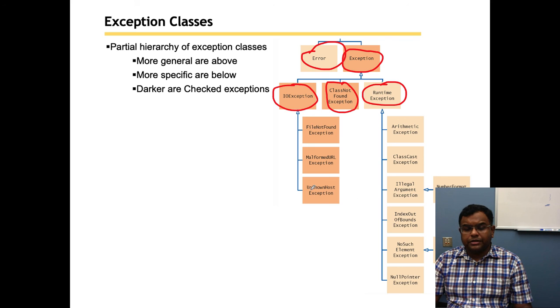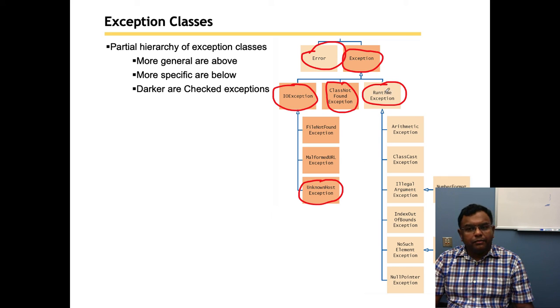Then UnknownHostException. UnknownHostException happens when you are trying to read or write to a remote computer, or you are trying to communicate with a remote computer and there is some problem or it cannot find that remote host. For example, let's say I write code that is trying to fetch some data from myname.org, but myname.org is not a valid domain. What will happen? Then UnknownHostException will happen.